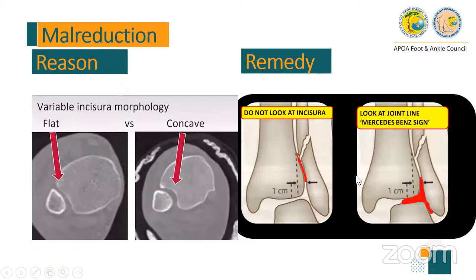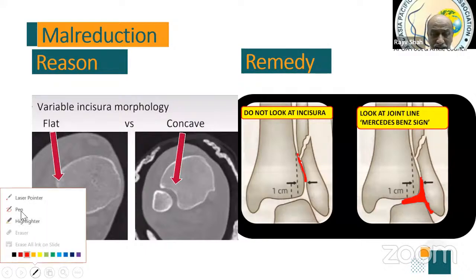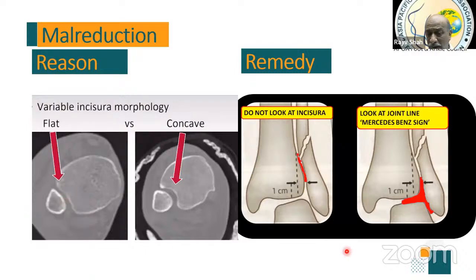So what is the remedy for that? Don't look at the incisura for joint reduction. You look at the joint line for your reduction of syndesmosis. It is the presence of the Mercedes-Benz sign in an oblique view which is going to tell you that yes, this syndesmosis is nicely reduced. So look at the joint line for your reduction. It is there in front of you. You just need to go a little down. Look at the joint. You should be able to see tibia, fibula, and talus, and see your reduction.